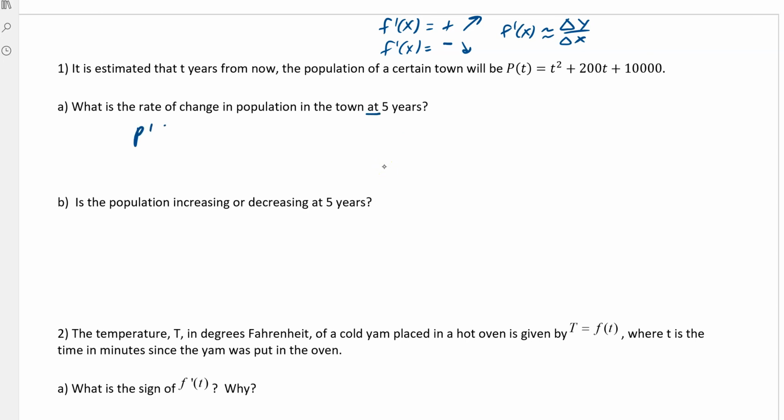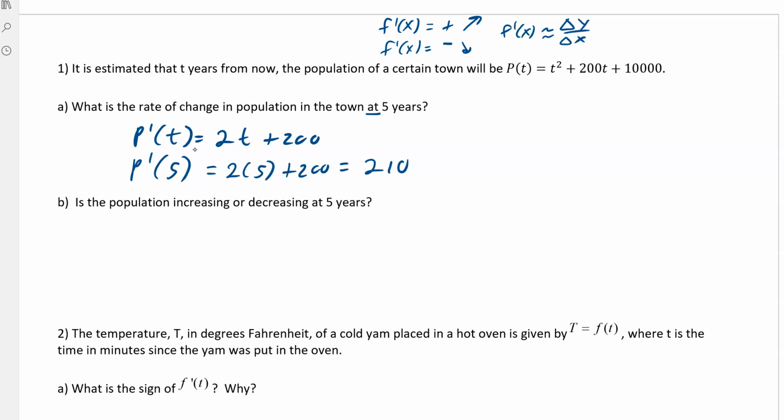So if we take the derivative, this is now our rate of change at any given year that we plug in. So if we plug in 5 years, we end up with 210.